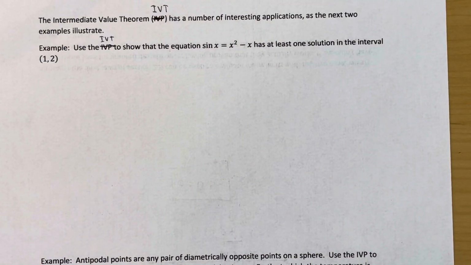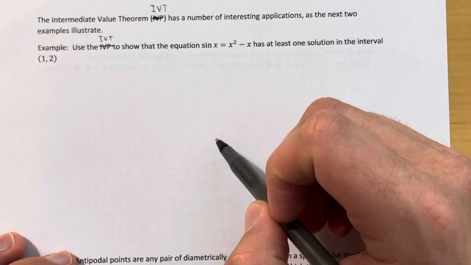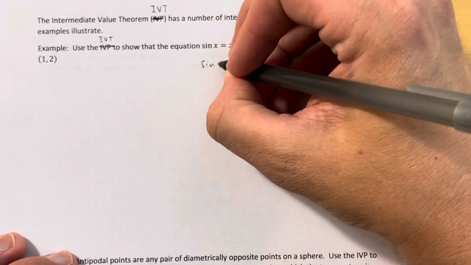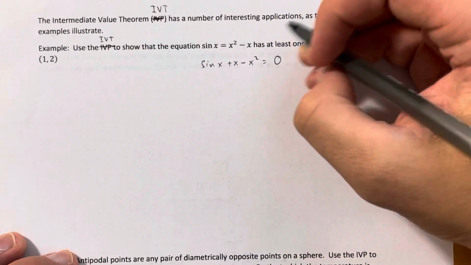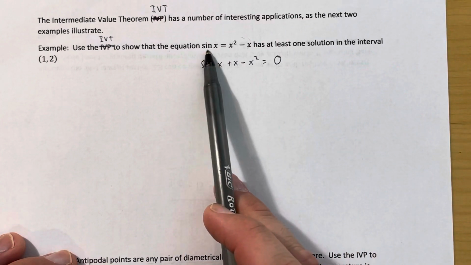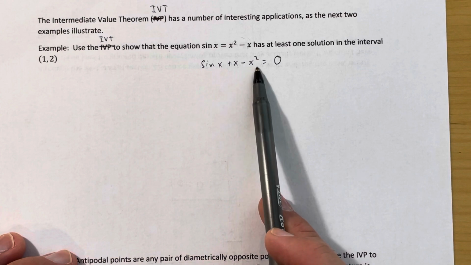In this example, we're trying to show that there exists a solution to this equation without finding it explicitly. And how are we supposed to do that? Well, the trick is to start by subtracting all of this stuff over to the left-hand side. So if I were to do this, sine of x plus x minus x squared equals 0. Notice I just moved everything over to the side. Okay, then solving this equation is the same thing as finding the zeros of this function.